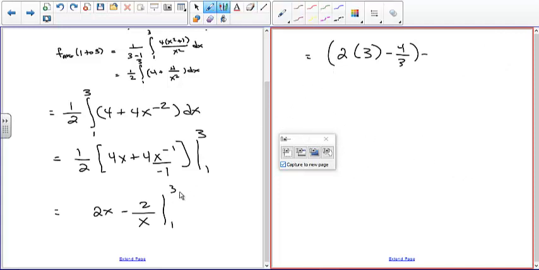Okay. Does that look better? Am I doing better now? Okay, so I've got to fix this part too.